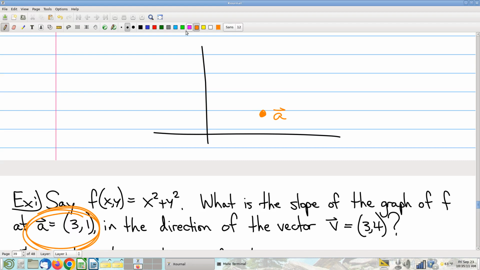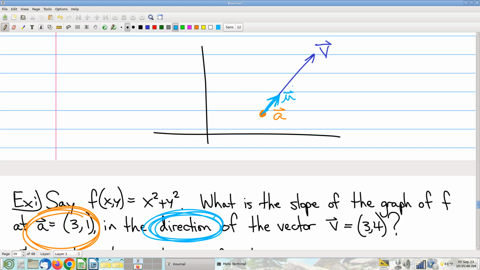In the direction of the vector 3, 4. Okay, I've got to think about that vector 3, 4. The vector 3, 4 is about like that. The direction that 3, 4 defines, of course, we describe with the unit vector in that direction. We computed all this stuff previously. So this is what we called U. Okay, does everybody see how I translated this language into that picture?